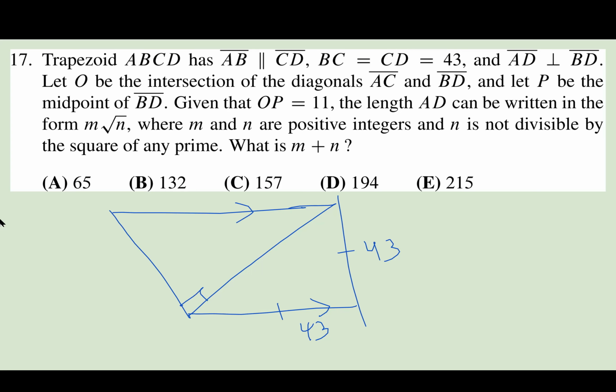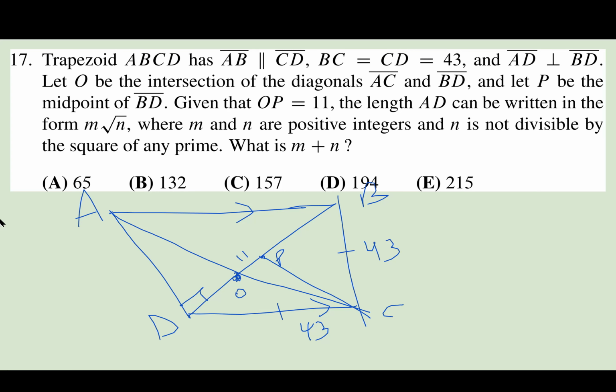So basically, this is O, and then we have P in the center, and then I drew this line, and this is 11. So basically the idea is you have a trapezoid, A, B, C, D, right? AD is perpendicular to BD. O is the intersection of the diagonals, so that's O over here, right? P is the midpoint of BD. OP is 11, so you can see I wrote 11 there, right?